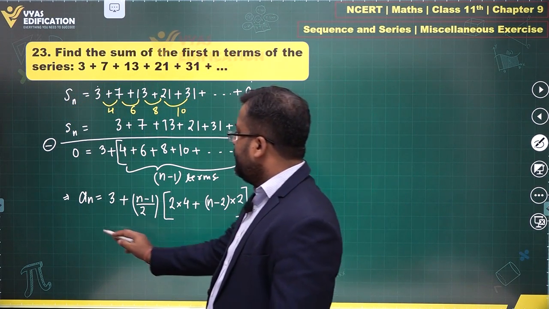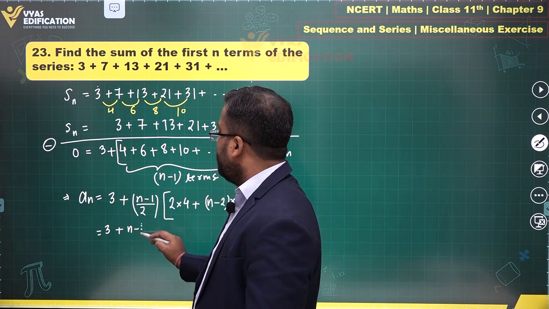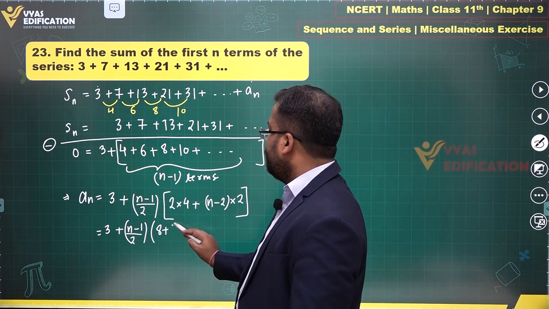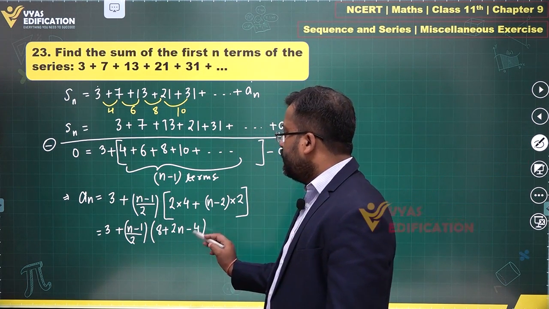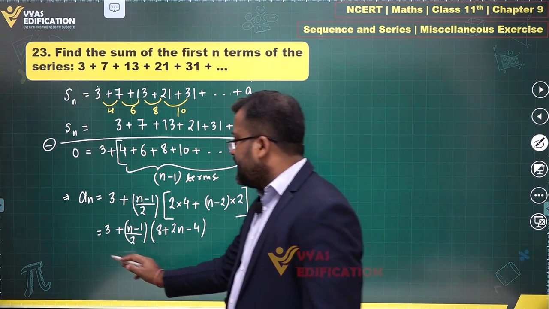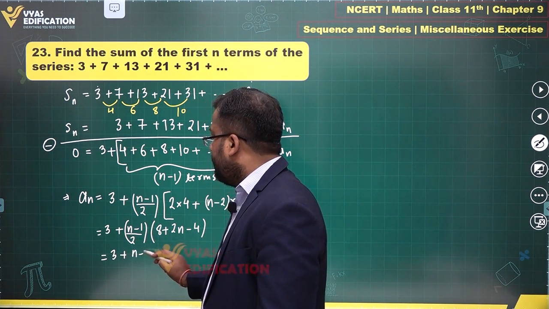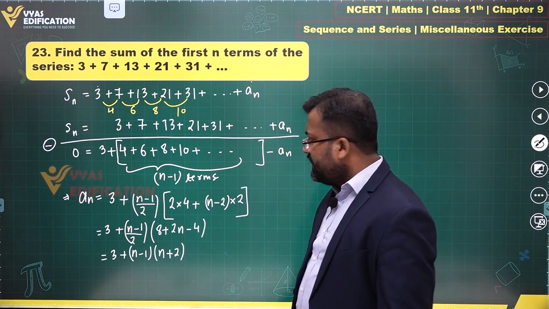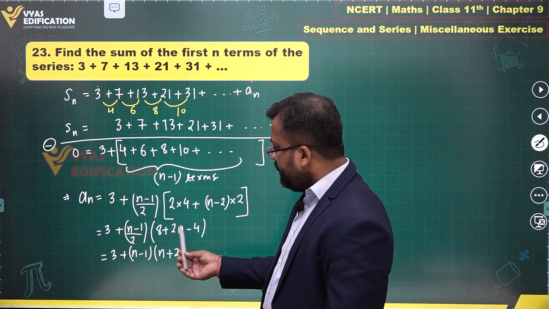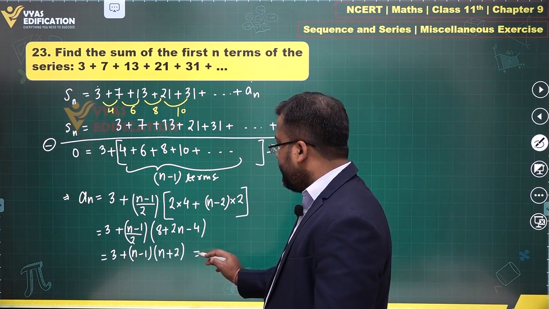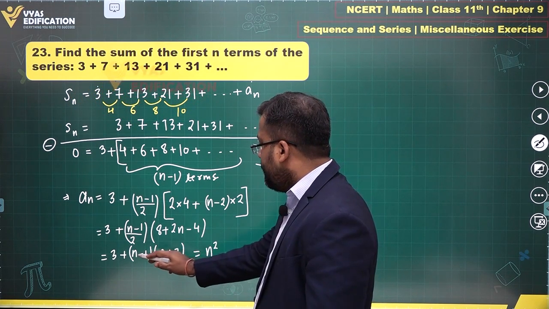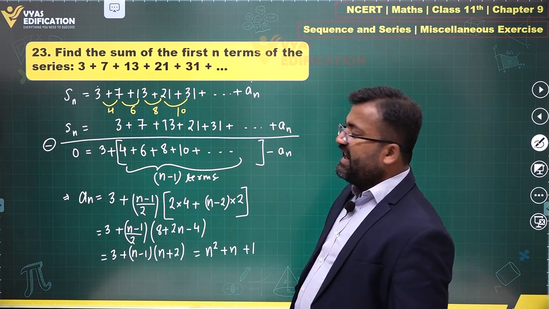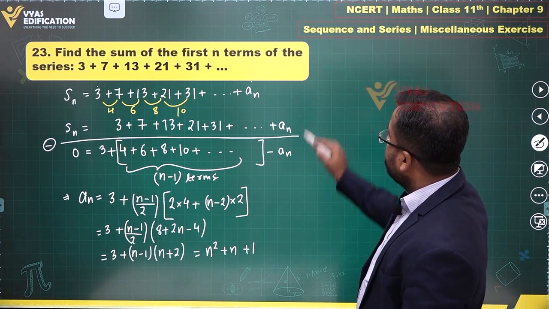Okay. This 3 is okay, plus n minus 1 by 2 is also okay. What does this simplify into? This is 8 plus 2n minus 4. Okay. 2n plus 4 is what you get. You can cancel that factor of 2. N plus 2 is what I'll get. Is that okay? Yes, please take a look at this. 2n plus 4 divided by 2 will be n plus 2. And this further simplifies into n square plus 2n minus n, which is plus n, and plus 1. This is what you get. An is n square plus n plus 1.